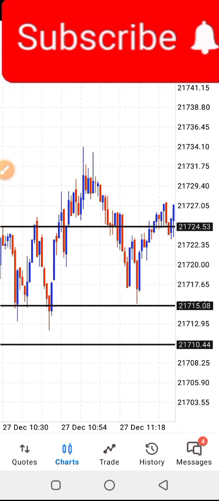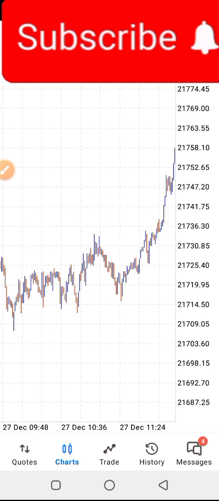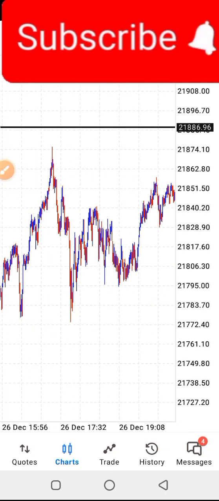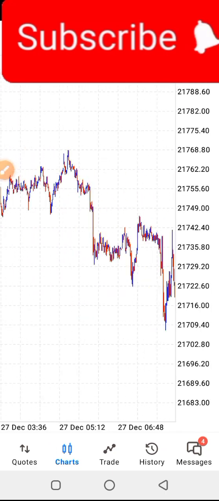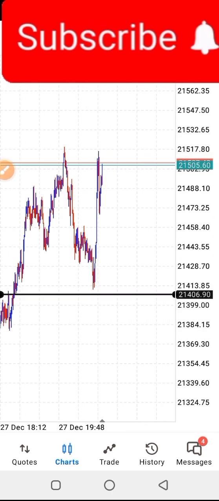So basically, all you just need to do, if you look at US tech generally, let me delete this horizontal line. If you look at US tech, let me zoom out. What do you notice? You notice that it trends a lot. It moves in a particular direction for a long time. If it wants to go down, it goes down for a long time. If it wants to go up, it goes up for a long time. It just keeps going like that.